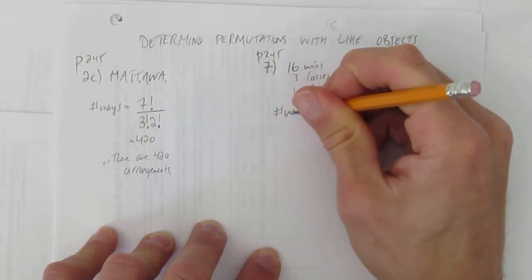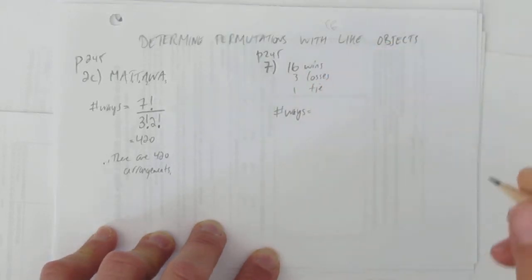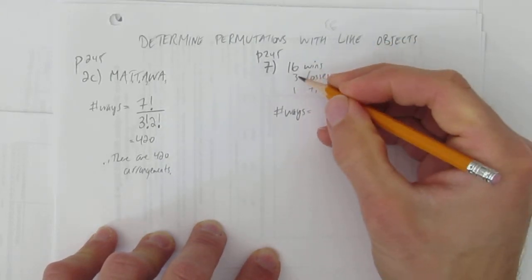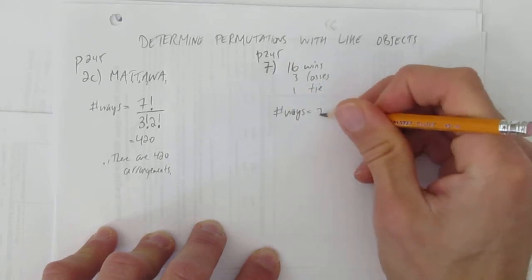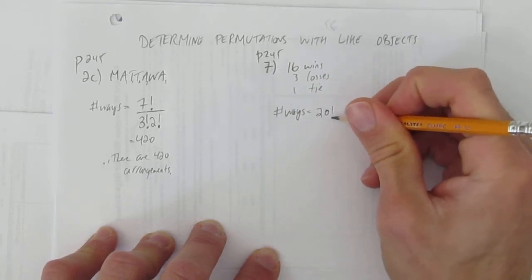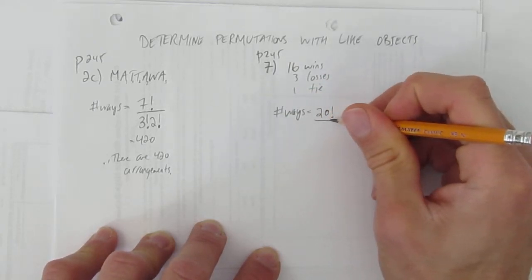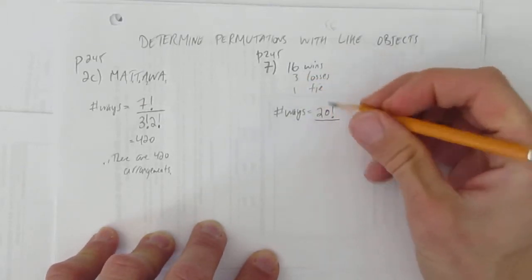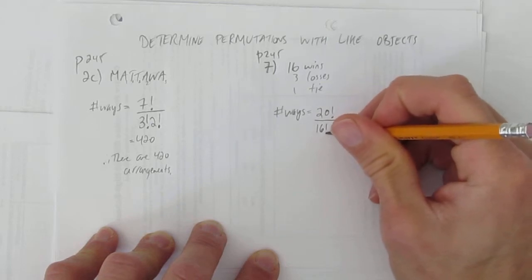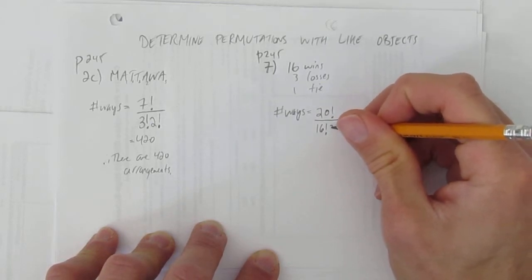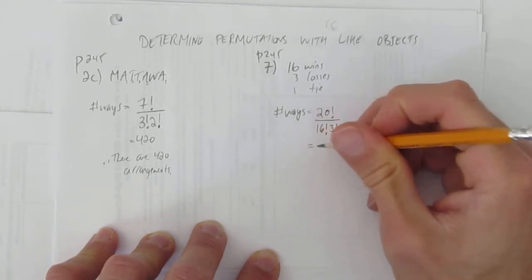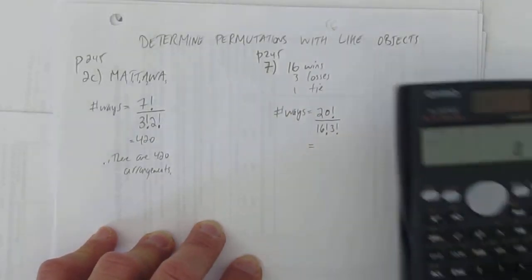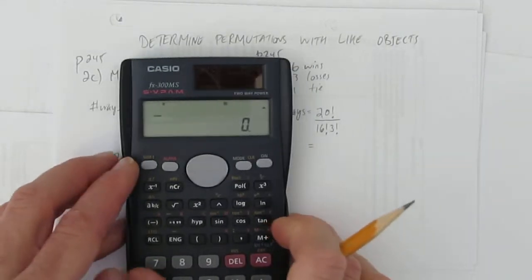The number of ways you can organize or arrange things is just how many there are. In this case, 16 plus 3 plus 1. There are 20 things to arrange, all their games. But we have to divide by the things that repeat, and that in this case is the 16 wins and the 3 losses. So the total number of ways, we'll punch that all in our calculator at once.